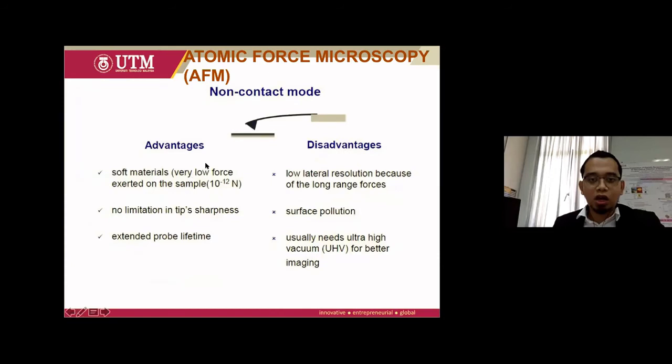For the non-contact mode, it is usually used for soft material, and it can extend your cantilever, your probe there. But as mentioned, it's going to give you a very low resolution, and you're going to have surface pollution there. And at a certain condition, sometimes you have to use the help of UHV, ultra high vacuum, for better imaging.